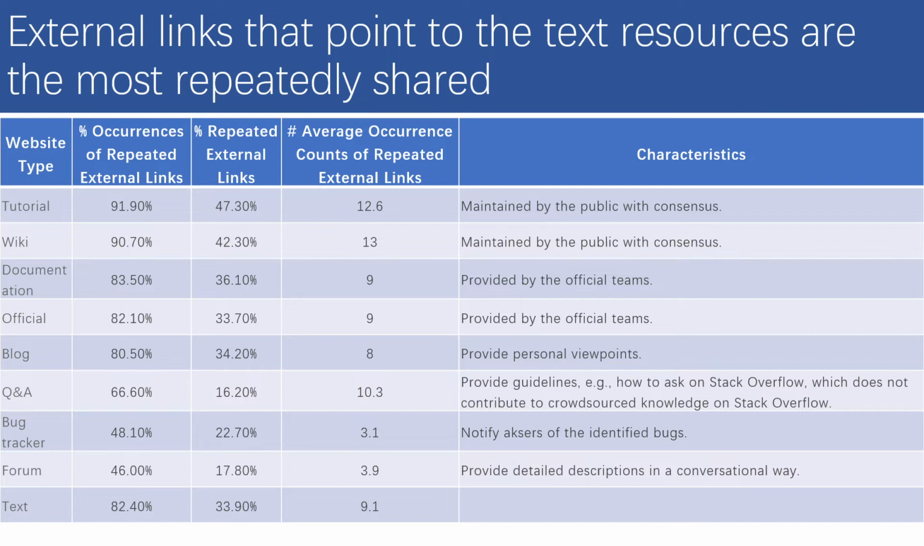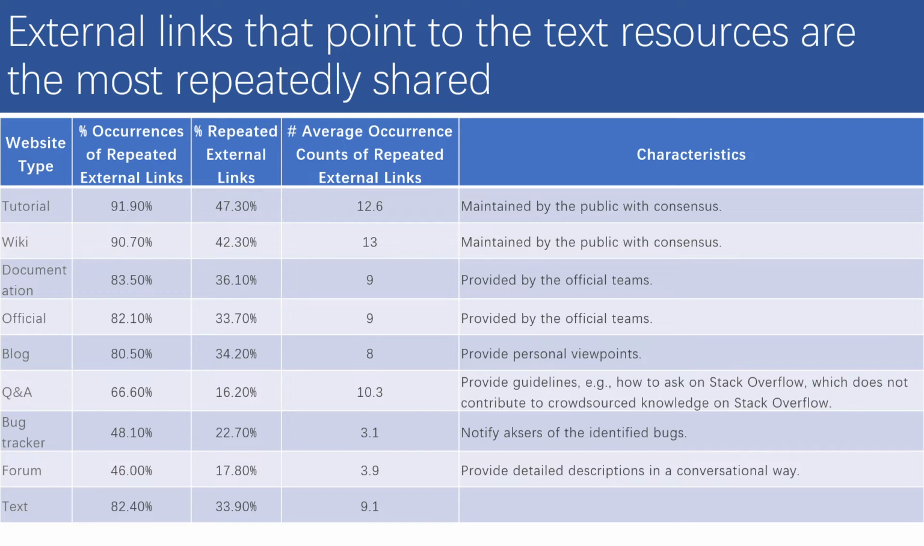Moreover, text resources are the most repeatedly shared on Stack Overflow. This indicates that the external links that point to text resources have a higher impact compared with the external links that are associated with other types of resources. For example, among all types of websites on Stack Overflow, tutorial websites are the most repeatedly shared external websites, as over 90% of the occurrences of the tutorial websites are repeated external links.